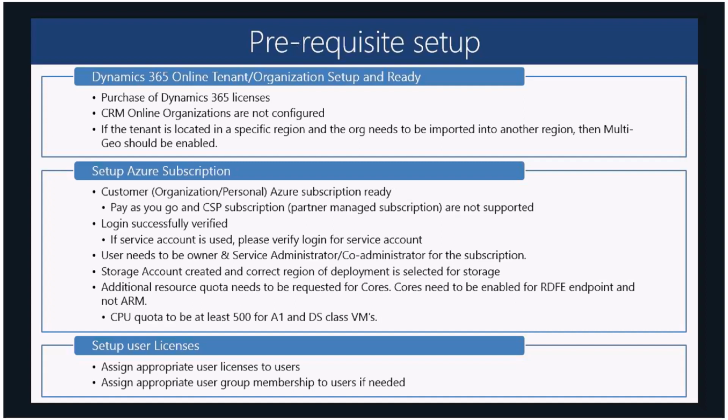Post that, make sure that the user who is going to work on this tool has or can log into the Azure portal. They have the required roles, which are owner and service admin or co-admin on that subscription that we are using. The storage account is created, and we choose the right region so that it's closer to your CRM Online tenant region, so that there is less variability in terms of latency when it comes to network.